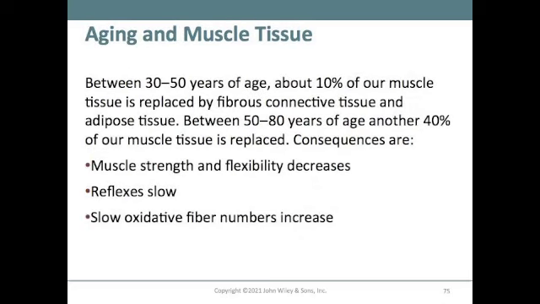Aging in muscular tissue, page 339 again. About 30 to 50, you lose about 10% of your muscle tissue, and it's replaced by fibrous connective tissue, and also some adipose tissue. By the time you're 50 to 80, another 40% of the muscle tissue is replaced. The consequences are that muscle strength and flexibility decrease, reflexes are slower, and the slow oxidative fiber numbers increase.